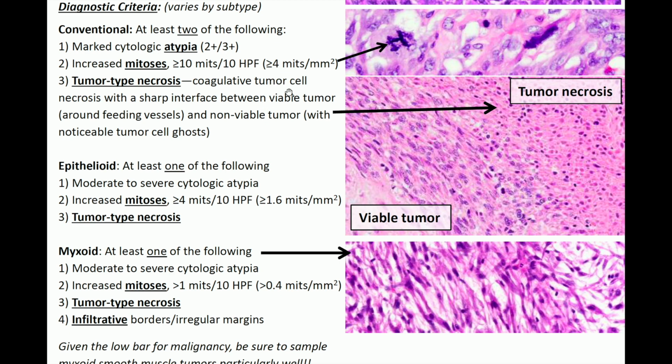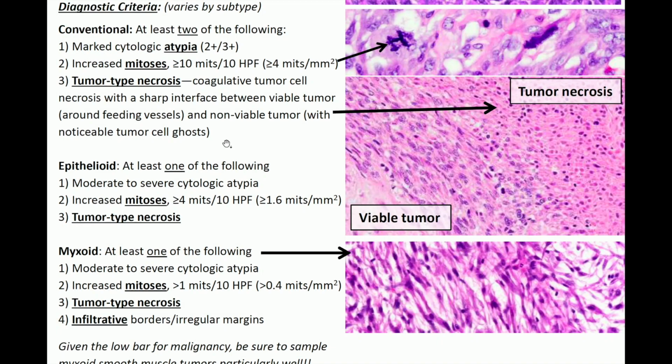Not the infarct-type necrosis we talked about earlier, which is allowed, but the tumor-type necrosis, which is going to show coagulative tumor cell necrosis with a sharp interface between viable tumor around feeding vessels and non-viable tumor with noticeable tumor cell ghosts. So over here you see tumor necrosis and viable tumor here. And again, for that to be diagnostic of a leiomyosarcoma, you're going to want to see at least 2 of those 3 to be able to make that diagnosis.